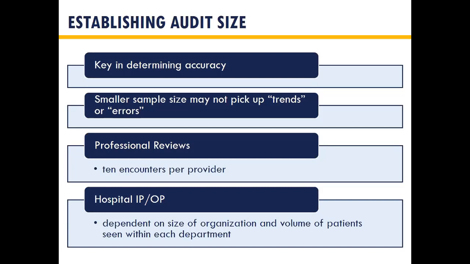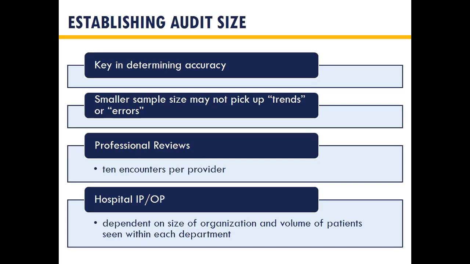Because of the volume and the different types of cases that come through the emergency department, you definitely would want to look at more than 5 records. When it comes to professional reviews, that 10 records per provider is the minimum that we would ever want to review, and the reason being, again, is because we want to make sure that we are identifying trends in the documentation and the code assignment for those providers.